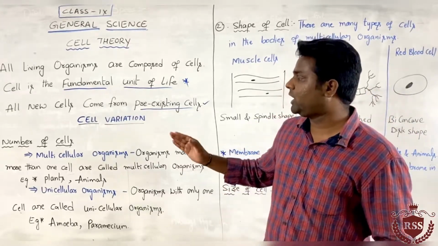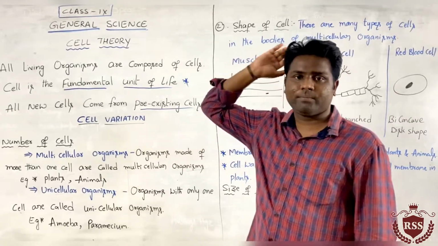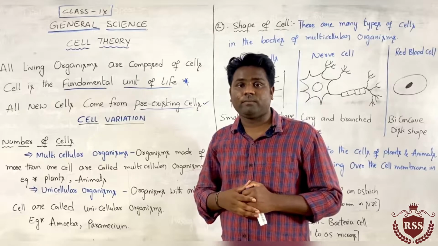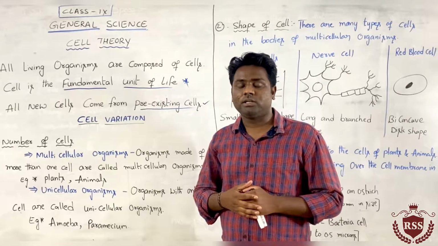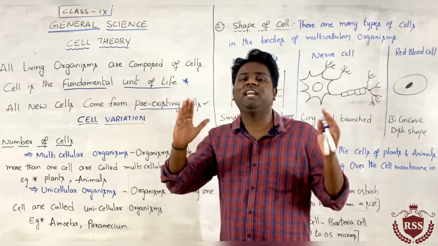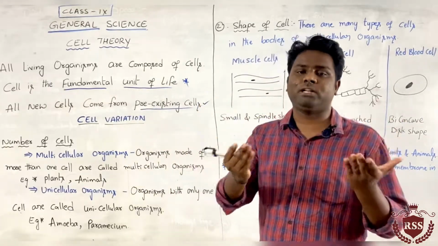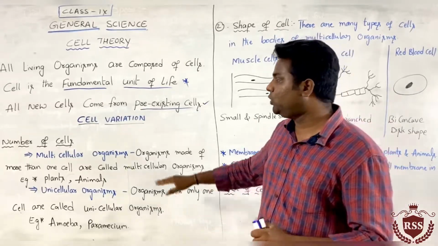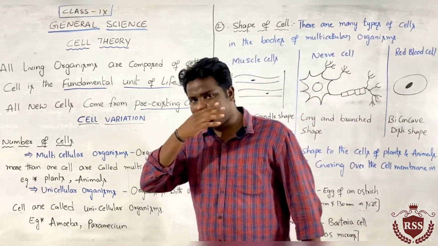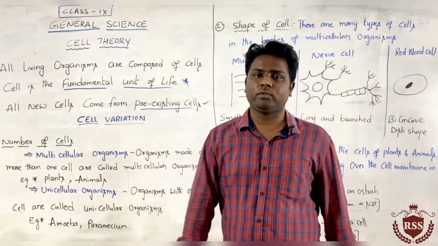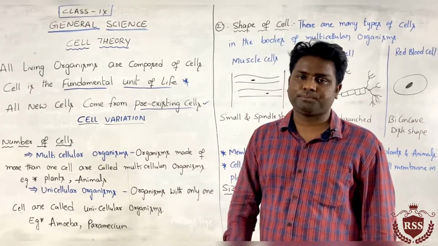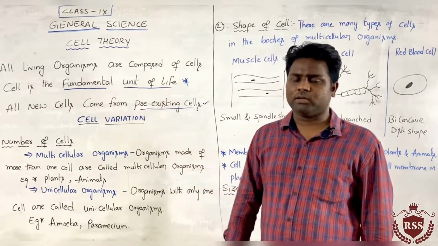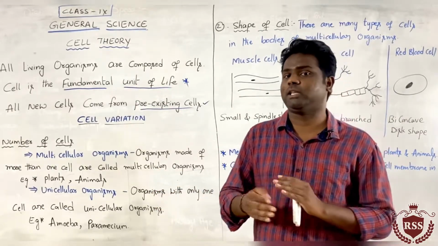Clear? Then, after that, there is cell variation. That means the number of cells, the size of the cell, and the shape of the cell. These are the variations, that is, different scenarios of the cells. Coming to cell variation, first is the number of cells. There are two types of organisms.